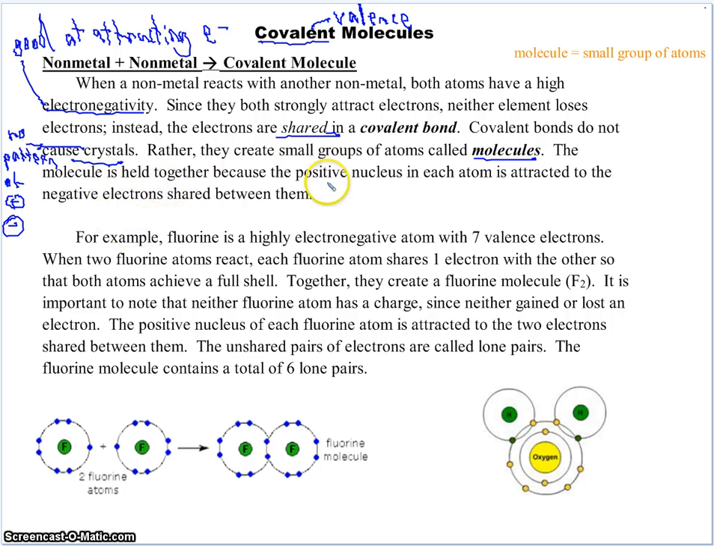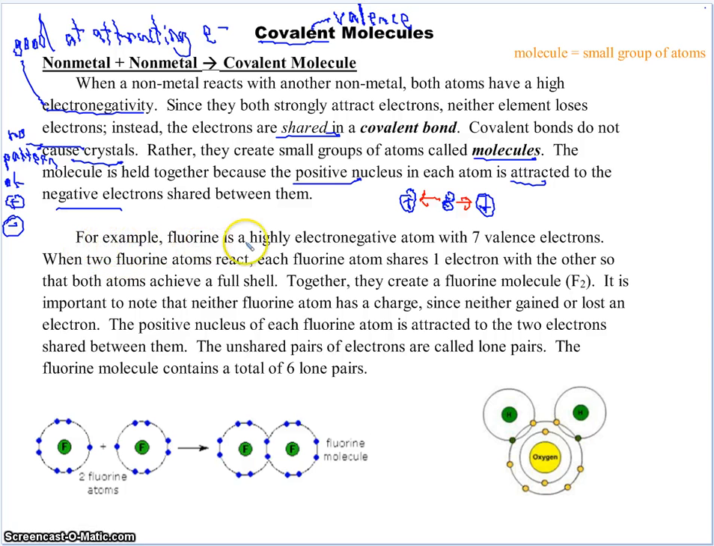The molecules are held together because the positive nucleus in each atom is attracted to the negative electrons shared between them. So if we have positive nucleus, negative electron, these ones attract, right? But these attract too, so they're both attracting the same thing. It's like fighting over the chemistry notes, because there's only one set, and you both want to read them, so you're both tugging on it and kind of stuck together. I can give you another one. It's okay. Don't worry about it.